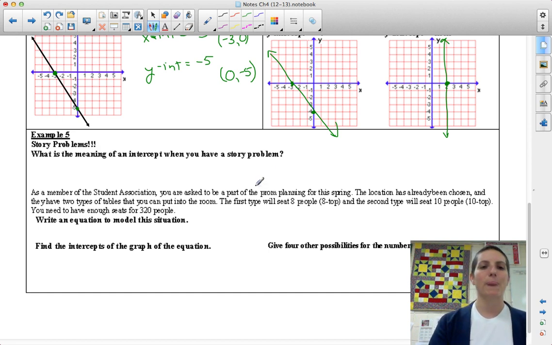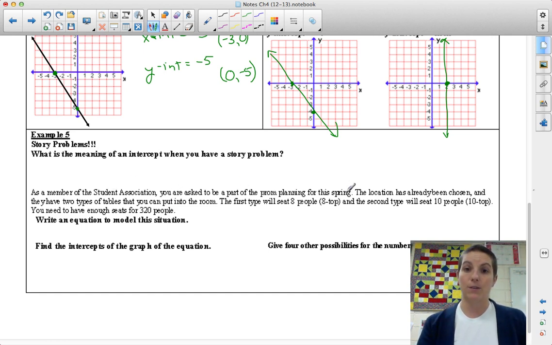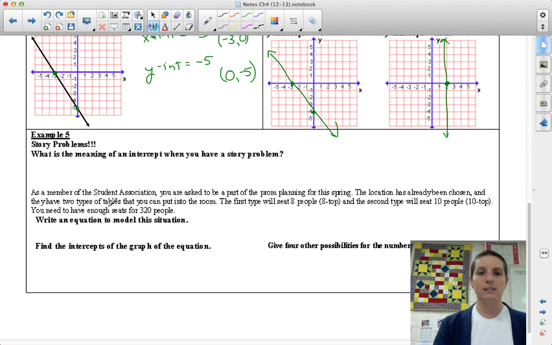Otherwise, let's move forward. As a member of the Student Association, you're asked to be part of the prom planning for this spring. The location has already been chosen and they have 2 types of tables that you can put into the room. The first type will seat 8 people, an 8 top, and the second type will seat 10 people, a 10 top. You need to have enough seats for 320 people.